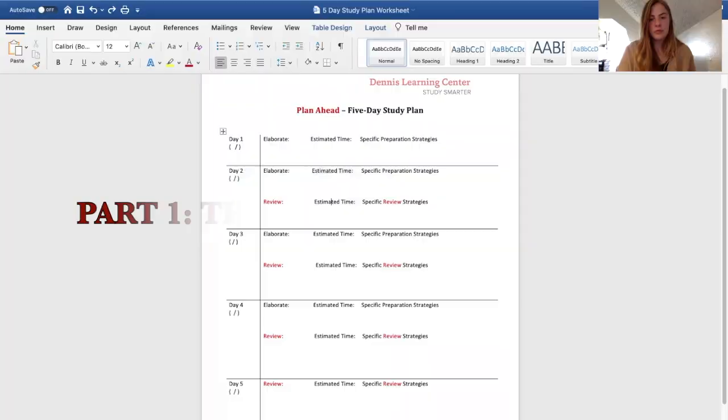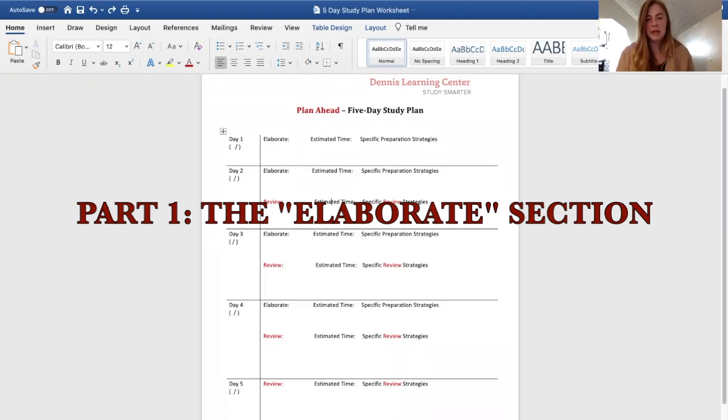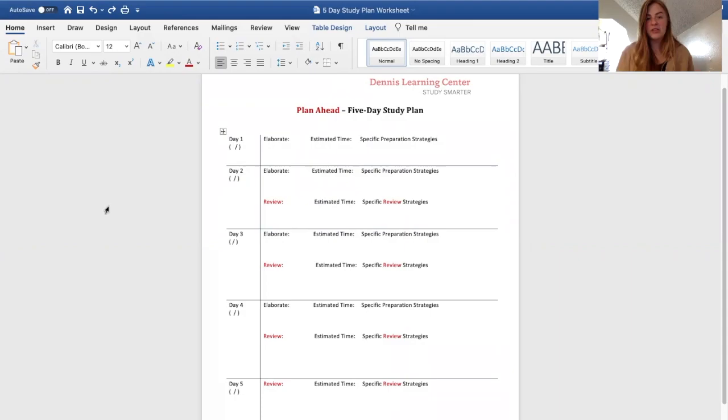So this is the blank template for the 5-day study plan. The first step that you want to do is actually plan out what you're going to be doing during these 5 days. As you can see on the left-hand side column, we have the day, indicating which day this is going to be taking place on, an elaborate section, an estimated time section, and a specific preparation strategy section. On day 2, we have the same exact headers, except now we also have review, estimated time for review, and specific review strategies. Let's first just go over the initial elaborate, estimated time, and specific preparation strategies.